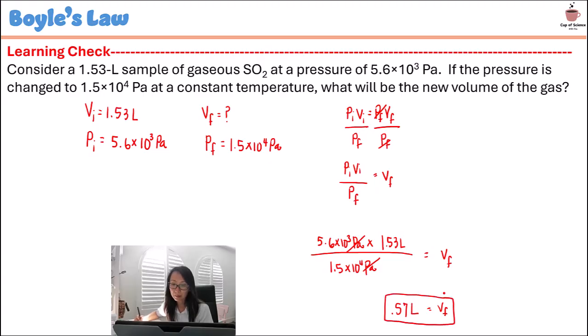So let's see if this makes sense. So you see that the pressure has increased. Pressure has gone from 5.6 times 10 to the third to now 1.5 times 10 to the fourth. So there was an increase in pressure. That means since pressure and volume are inversely related, we should see a decrease in volume. And we see that there was a decrease, 1.53 to 0.57. So there was a significant decrease. And so it makes sense how this all plays out.